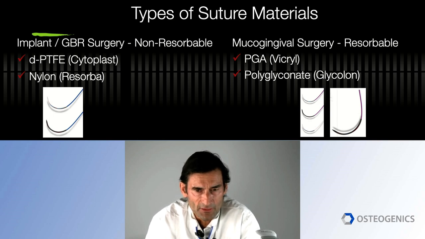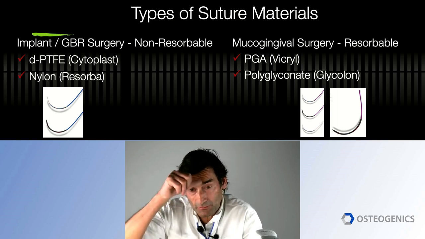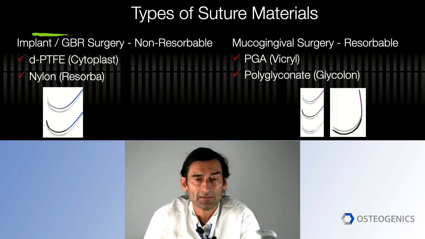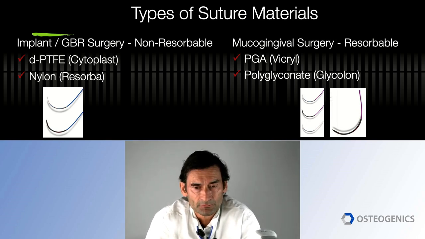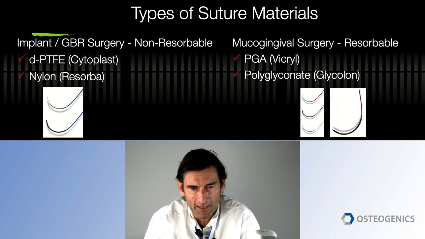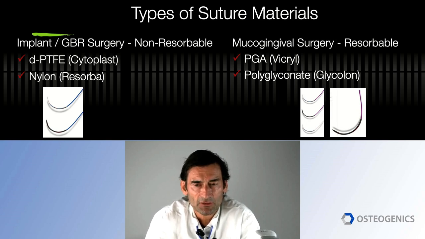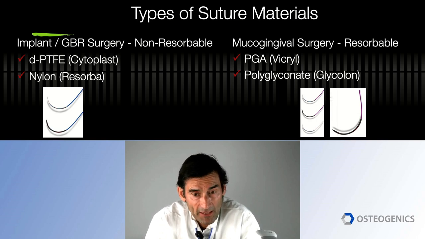Now let's go back to non-resorbable. So you're doing an implant placement, you might also do a GBR procedure, and you're now going to close the flap. The two top sutures that you want to use here, and I'm going to exclude everything that you don't see here because I personally don't use them. So the top suture that I'll use for implant placement and for GBR is a PTFE suture. And of course that has the trademark of Cytoplast, which is why we're doing the webinar today with Osteogenics. Then the second one is you can use nylon.